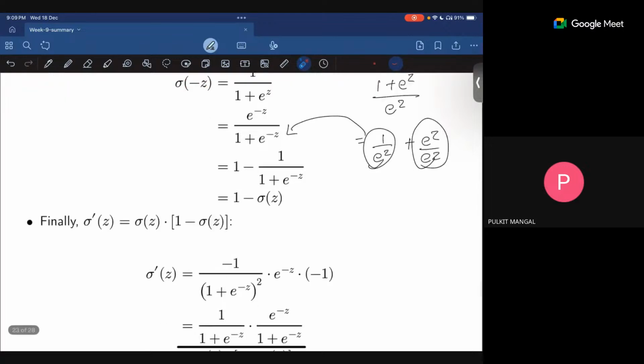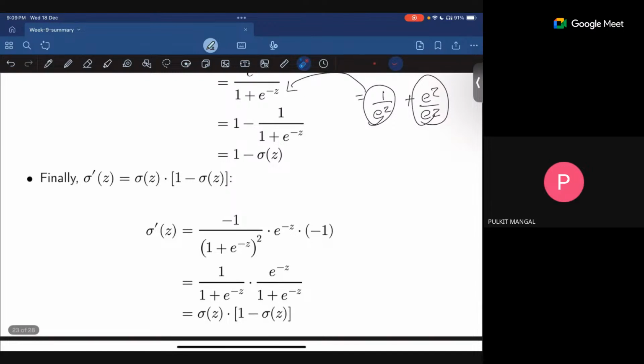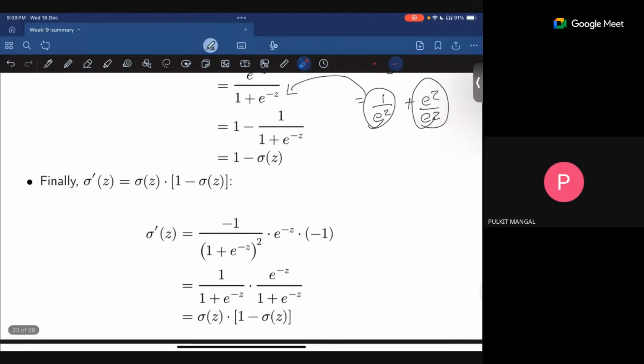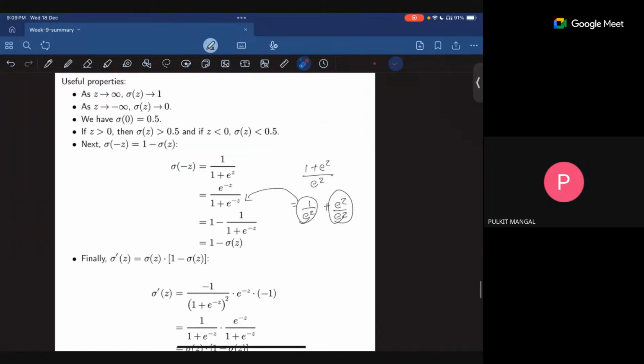And one more result is about the derivative: the derivative of the sigmoid function is equal to the sigmoid function value at z times 1 minus the sigmoid function value at z. It's the chain rule that you can apply here. So any doubt in this?